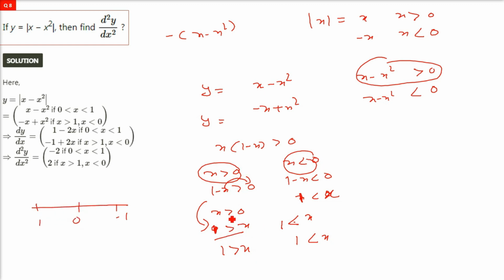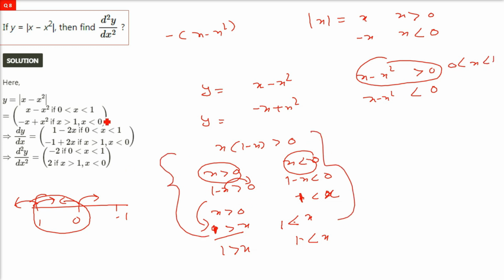Okay. So x greater than 0, what does it mean? x is 1 is greater than x. So this is the condition. x is greater than 1, that is this x is greater than 1. So on the right of 1 we are talking about, and x is less than 0. So if you take the intersection, this area will come. So x has to be between 0 and 1 in order to get x minus x square as positive. So x has to be between 0 and 1. So I hope you got the idea.